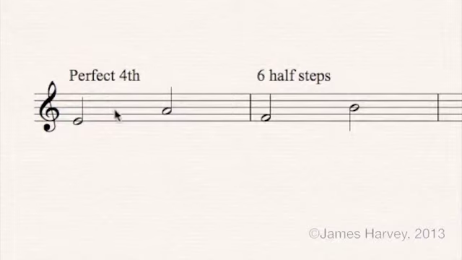Again, 6 out of 7 of the diatonic fourths are perfect. This one, being a little bit larger, is not perfect. And again, there's no such thing as major or minor. This is what's called an augmented fourth. Augmented means made larger. So a fourth that's larger than perfect, or 6 half steps, just 1 half step larger than perfect, is augmented.